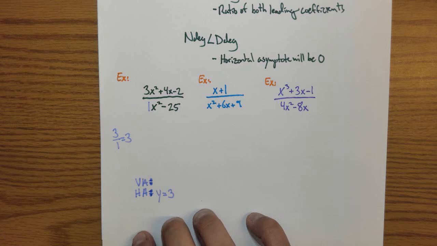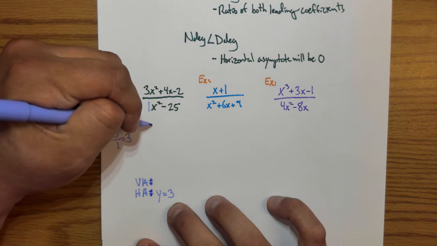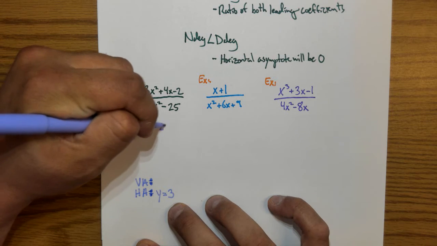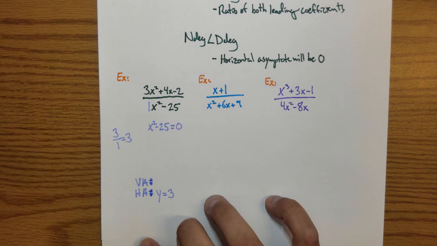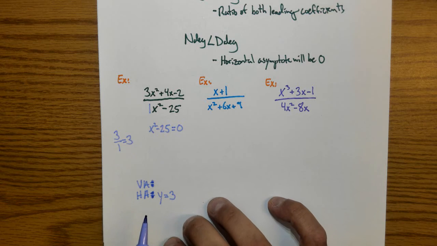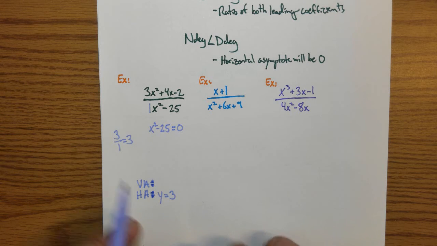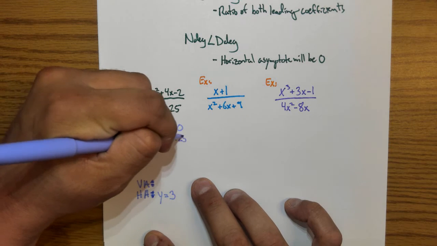Let's find the vertical one. And that one we set the denominator equal to 0 and solve for x. So we have x squared minus 25 equals 0. Now notice what we have here. We have an x squared term, and then we just have a constant. In that case, we can just solve for x by getting x squared by itself. So add 25 to both sides.